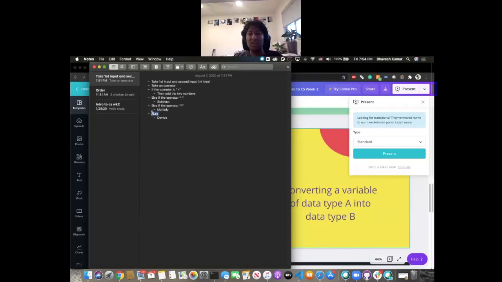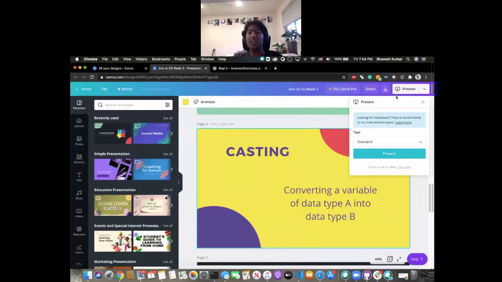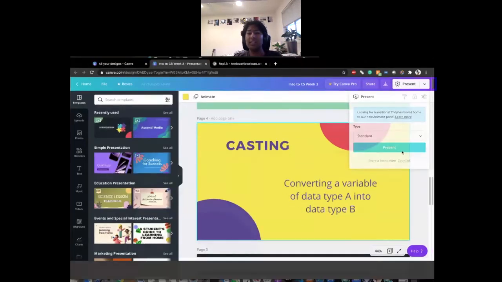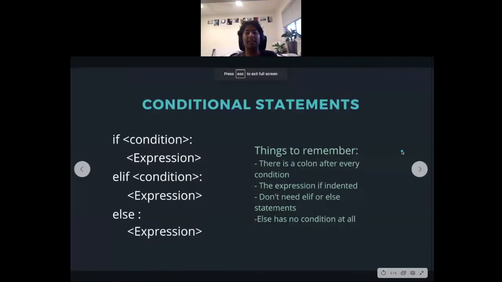If one condition is met, I go to the left side of the road, or if the other condition is met, I would go to the right side of the road. This, in computer science, is called if-else statements, conditional statements. Now, the syntax of these conditional statements is as follows: if condition colon, expression with an indentation below.